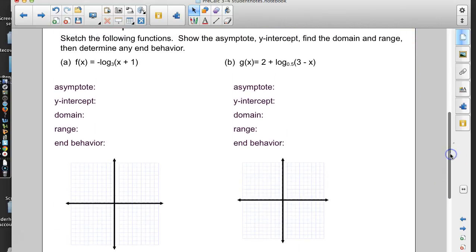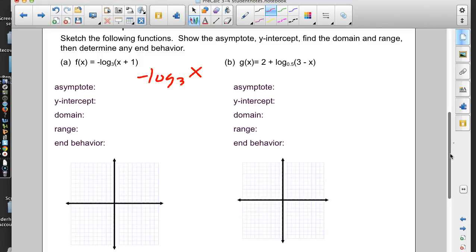So we've got a couple other extra examples here, and they have a little more to them. We've got some transformations and some reflections and all of that good stuff. Sketch the following functions, show the asymptote, the y-intercept, find the domain and range, and determine end behavior. And all we always want to do is get the parent function. The parent function is just everything without the translations. So what we would want to do is graph negative logarithm base 3 of x.